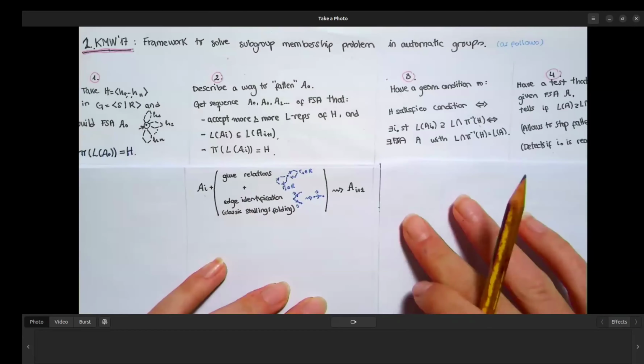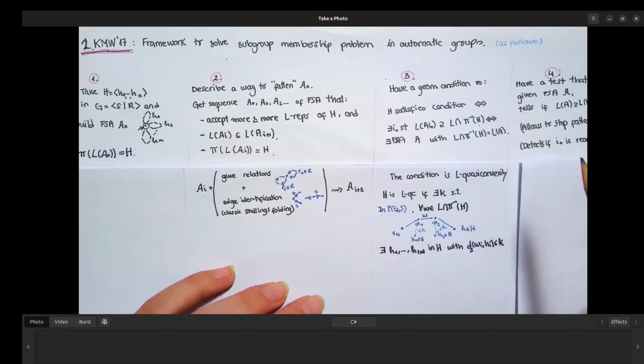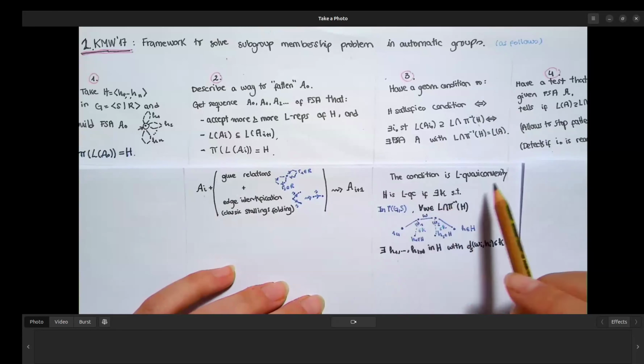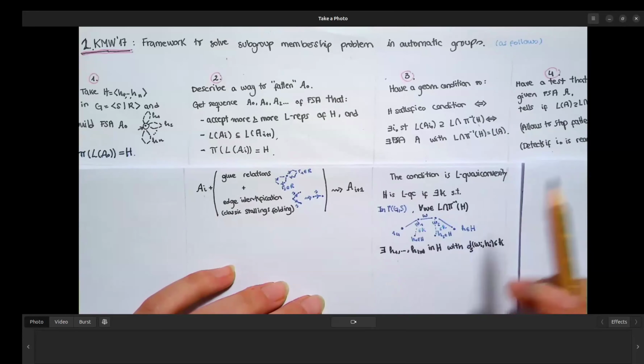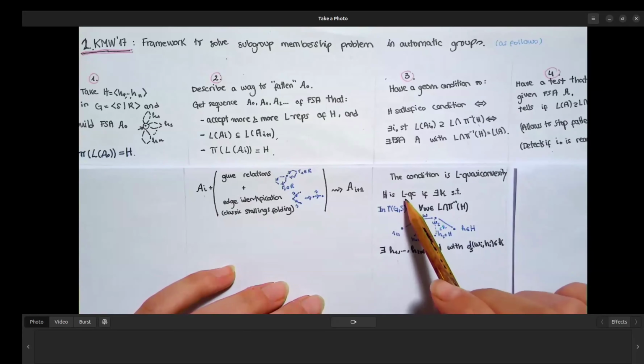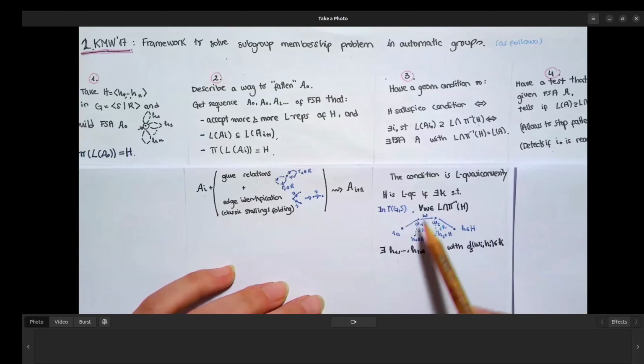And this defines the iterative process, and the condition under which this iterative process ever comes to an end is if H is L quasi-convex. L quasi-convexity was introduced in the 90s, I believe. Remember that L is the rational structure of the automatic group G. H is L quasi-convex if there is a global constant K such that all of the L representatives of H are K close to the subgroup H.